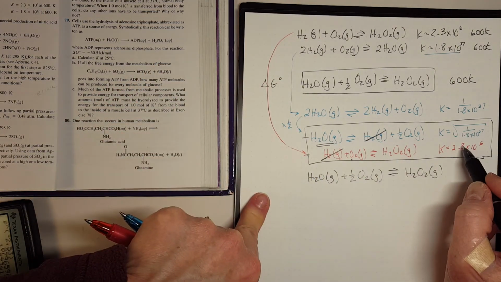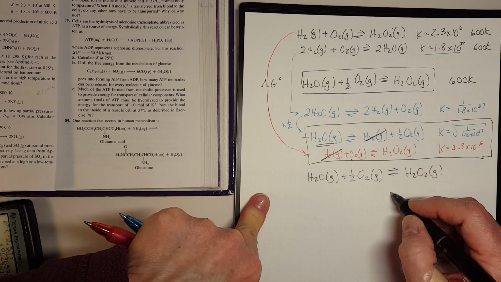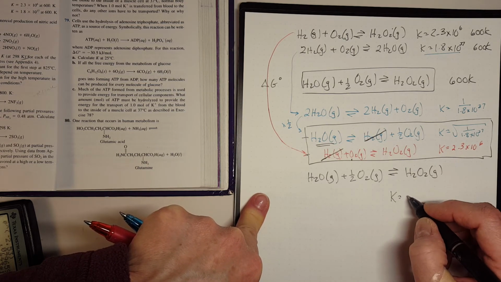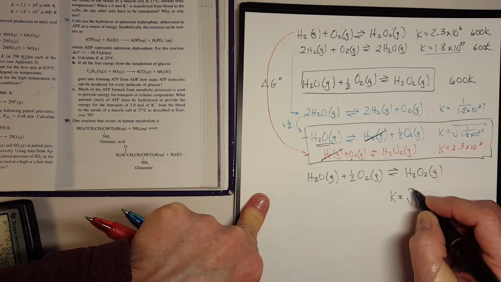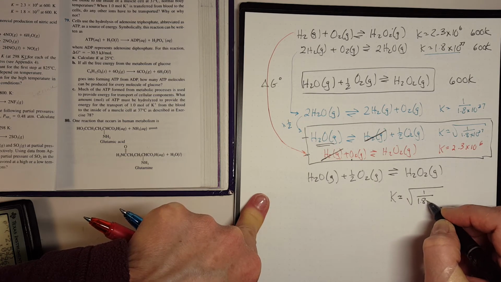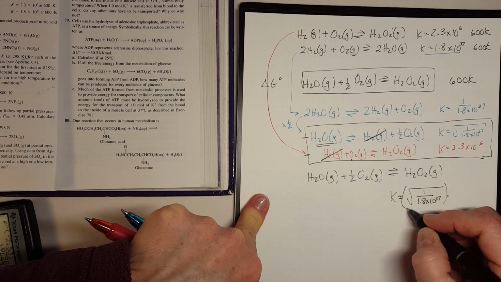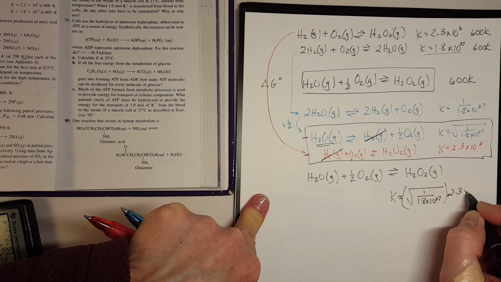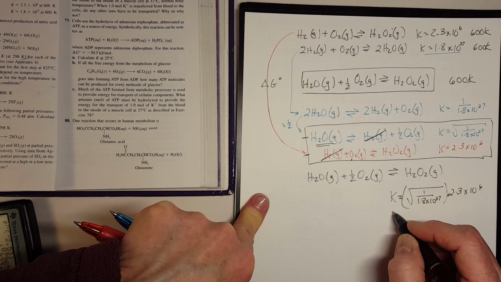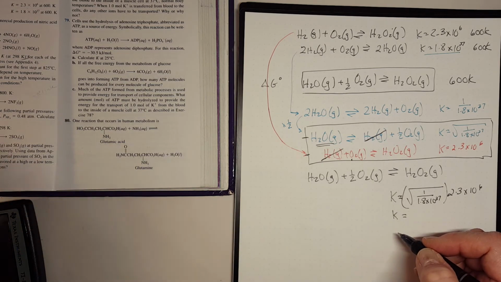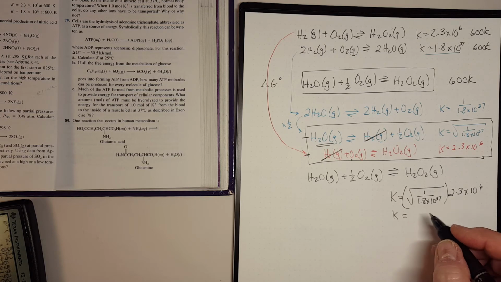When I add two reactions, I multiply the K's. So the K for this is going to be the square root of 1 over 1.8 times 10 to the 37 times 2.3 times 10 to the 6. And when you do that in your calculator, you should get that K is equal to 5.4 times 10 to the minus 13.